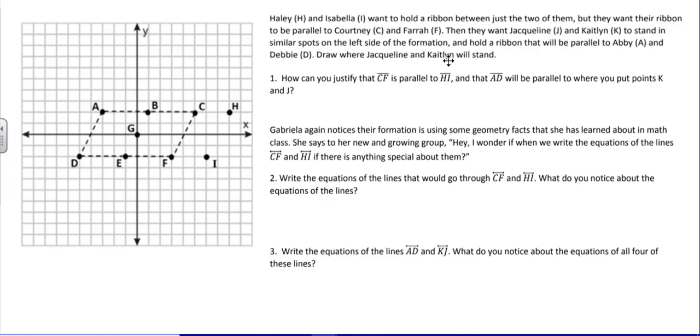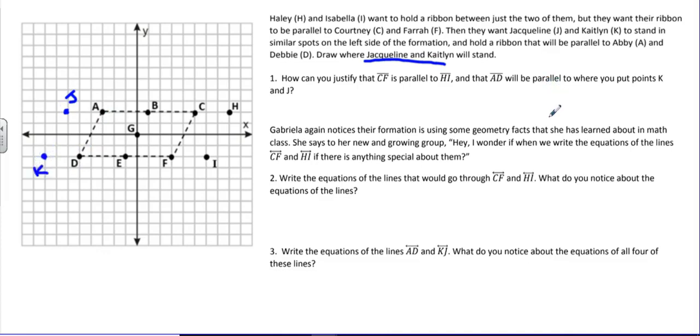So first let's draw where Jacqueline and Caitlin will stand. They want to be over here in this area, but they want to be parallel to AD and the same distance away from AD as HI is to CF. So if H is 3 units away from C, then let's put Jacqueline 3 units away from point A, from Abby. And then Caitlin will be 3 units away from Debbie.